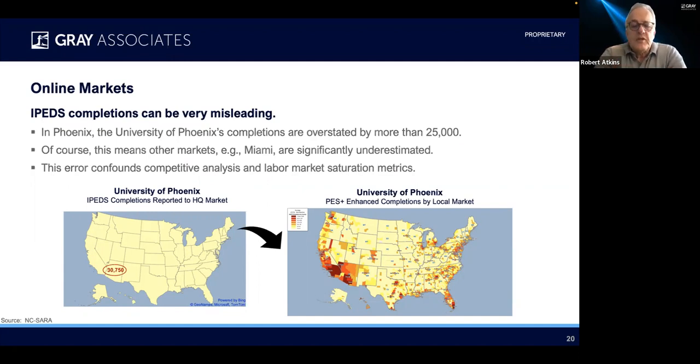That creates a couple of problems. So the first part of the problem is that we're looking at completions, not enrollment. And the data only comes out every year in arrears by about a year. So right now, the most current data came out spring 2021. So we're looking at people who finished school in 2021. Well, that's already a couple of years out of date.